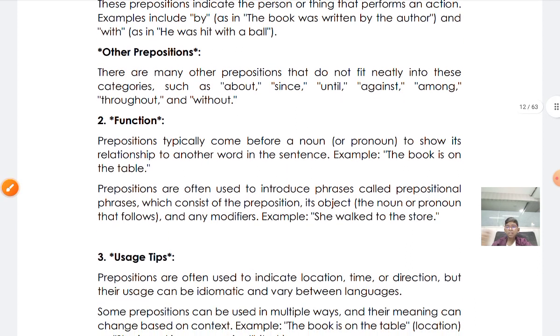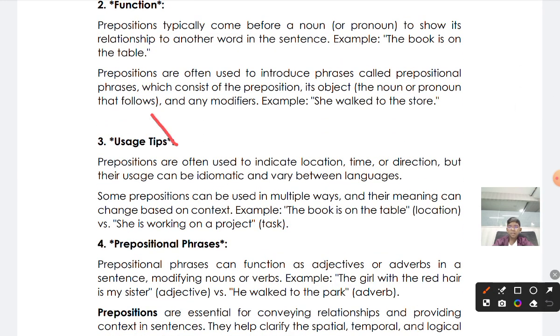So next we are going to see the usage tips. Prepositions are often used to indicate location, time or direction, but their uses can be idiomatic and vary between languages. Some prepositions can be used in multiple ways and their meaning can change based on context. Example, the book is on the table, location, versus she's working on a project. It's a task.